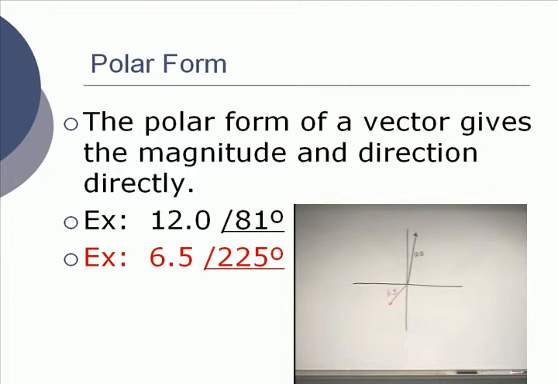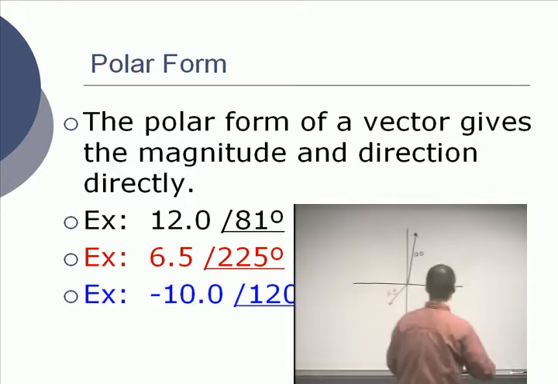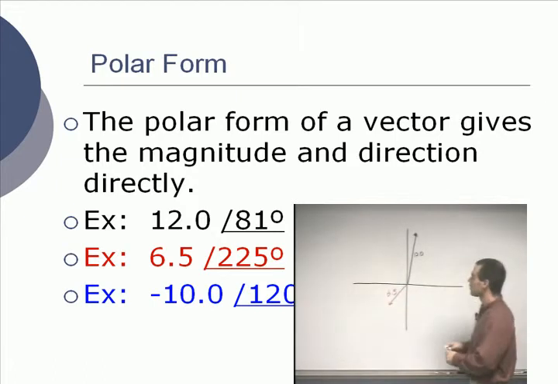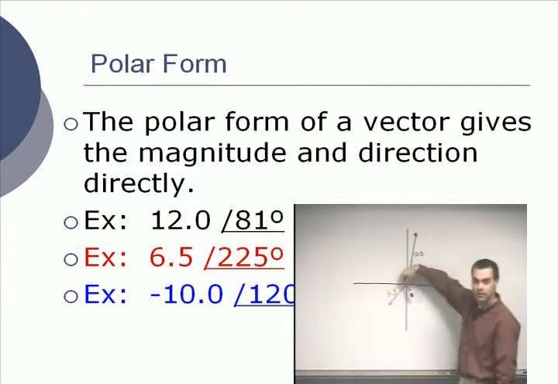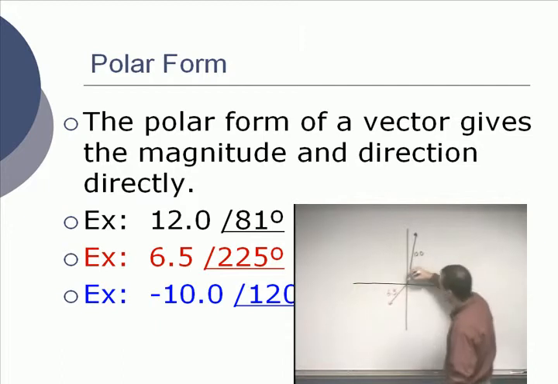And the last one, negative 10 at 120 degrees. Now, we would go towards 120 degrees, which is going to be in quadrant 2, but the magnitude is negative 10. So it's going to point backwards from that. All right? So here would be 120 degrees, but we're going to point backwards from there.